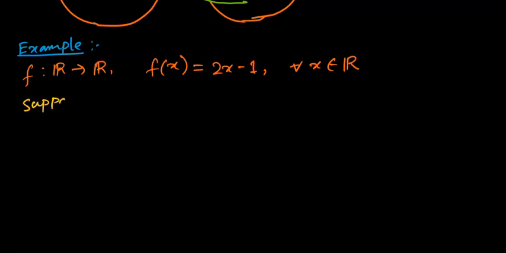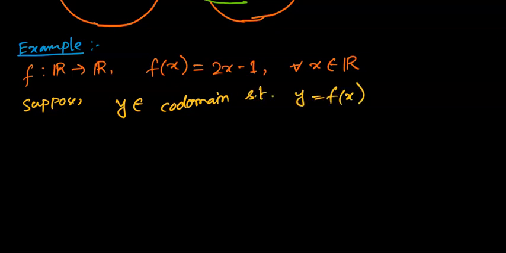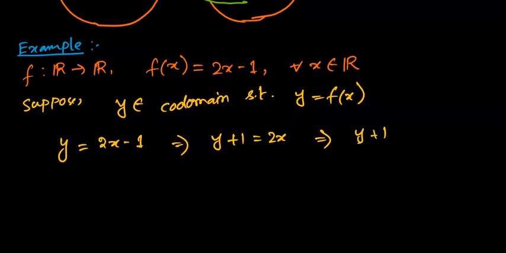Suppose y belongs to codomain. So we suppose that y is an element in the codomain such that y equal to f(x). We will assume that y is an element in the codomain and this y has a pre-image x. So y equal to f(x). Now write what is f(x). So we get y equal to 2x minus 1. So this means y plus 1 equal to 2x. And this gives us (y plus 1) by 2 equal to x. We will find x.